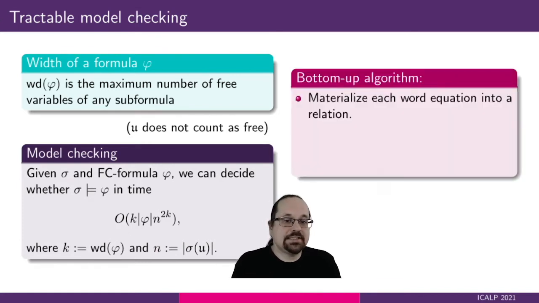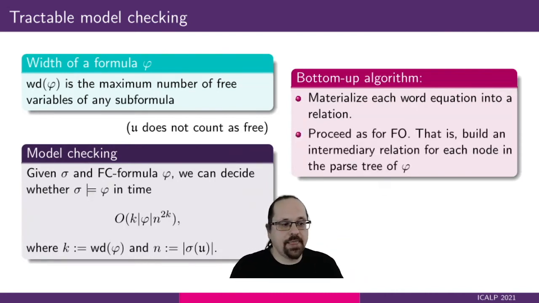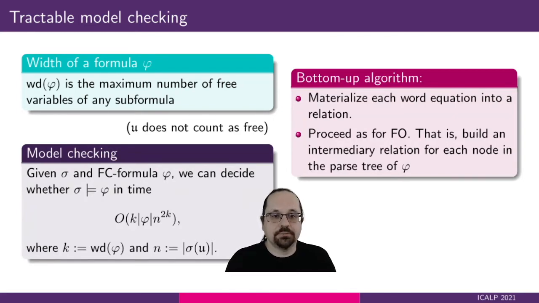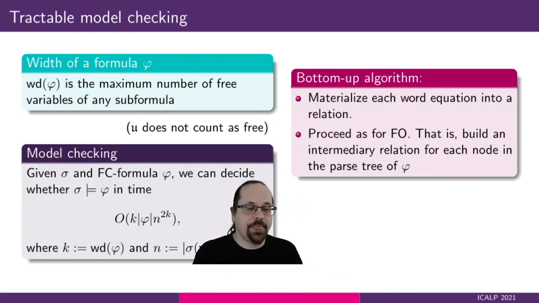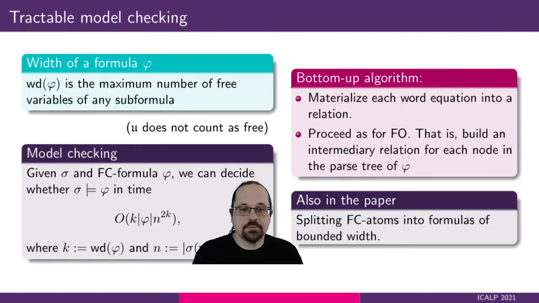The main idea is the same as for first order logic. You just materialize each word equation into a relation. If your width is bounded, the size of those relations will be bounded. Then you evaluate, and that's that. So fairly straightforward, nothing problematic here. We also went beyond that. We can split FC atoms, the right side of the word equations, into small formulas, into conjunctions of equations with only two variables on the right side.